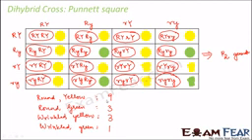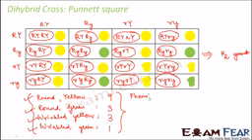So if you look at the phenotypic ratio, basically this will give you the phenotypic ratio because you have 4 unique phenotypes. These are the 4 phenotypes: round yellow, round green, wrinkled yellow and wrinkled green. So the phenotypic ratio of the F2 generation is going to be 9:3:3:1.